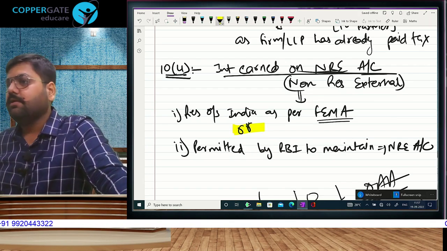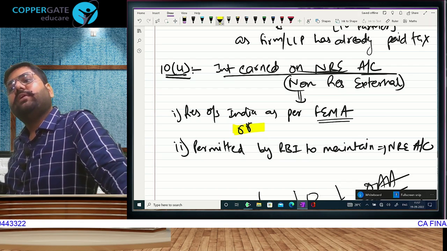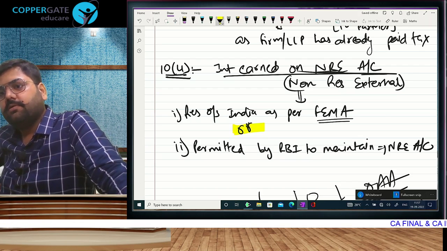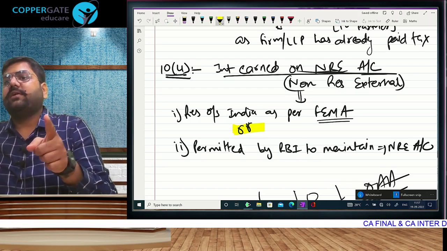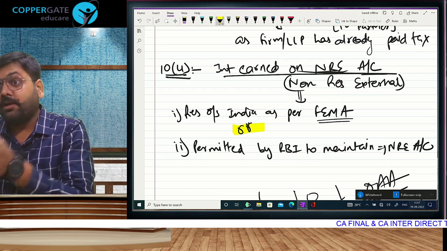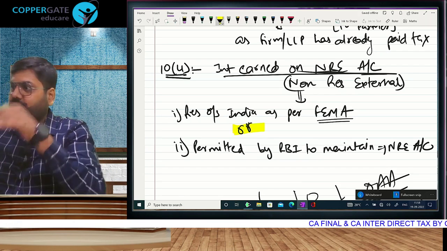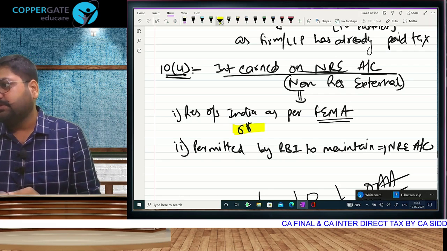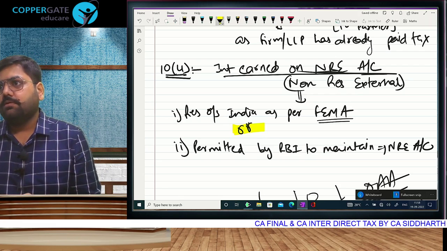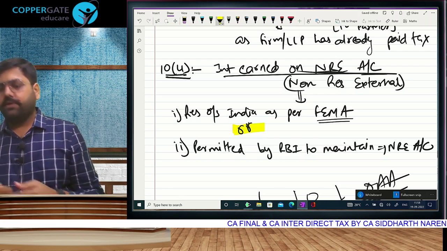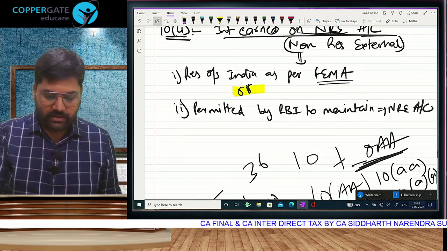मतलब let's be clear. Do I have to be resident outside India and take permission from RBI? No. If I am resident outside India, under FEMA, not under income tax, then RBI approval not required. If I have RBI approval, then residence outside India not required. I will get exemption on interest earned on my NRE account.